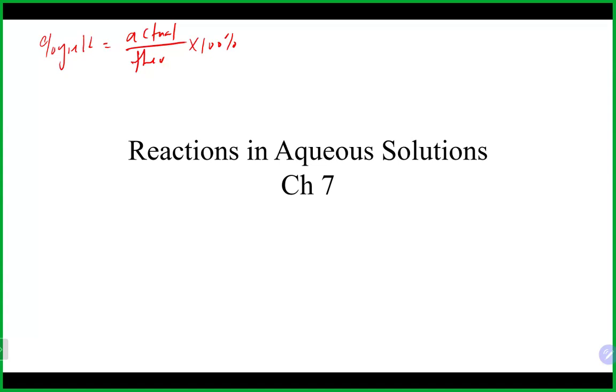Sometimes people get percent yield, and later on when you learn about percent error, confused. Percent error, you're actually looking for a low number. Percent yield, you want a higher number, because percent error tells you basically how good you did the experiment. So you want a low percent error, how much error you had in that experiment.